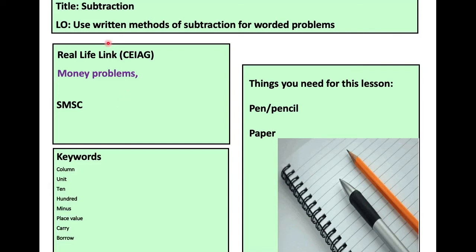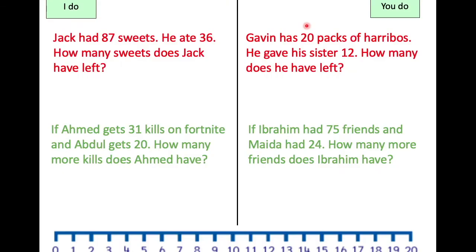Right, so today we'll be looking at subtraction. Our learning objective is to use written methods of subtraction, mainly for worded problems. So we've looked at previously single digit, double digit and triple digit numbers. Today we're going to be looking at them being incorporated into worded issues or problems. Real life scenarios and keywords are going to be the same. Likewise, as before, you'll need a pen or a pencil and some paper.